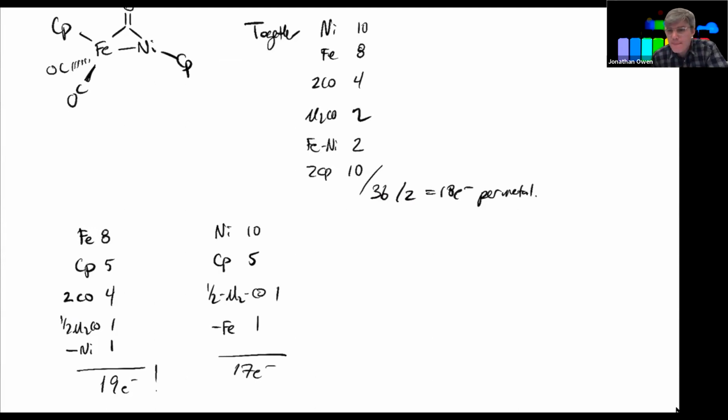So what's going on here? Tell me about this compound for a second. Does anybody want to explain what's going on with the electron counting? Does anybody see a problem? Why are these two numbers different? What does that mean?